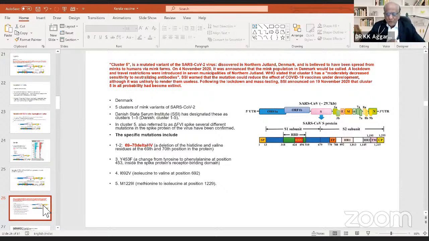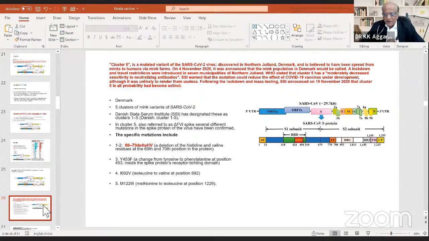Now, two amino acids at 69 and 70. Whenever there is a deletion, the virus will change its structure. And whenever there is a change in structure, molecular diagnosis will not be able to identify it. Monoclonal antibodies will not work. Plasma therapy may not work. Now, this 69-70 deletion in cluster 5 in Denmark made the false negative in RT-PCR.